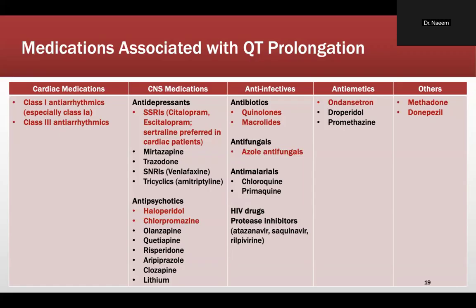So there are medications that, it's ironic, class one and class three antiarrhythmics, which we'll get into, can be pro-arrhythmic even though they are antiarrhythmics. It doesn't quite make sense, but they can prolong QT. There are certain CNS medications that can do that. There are also antipsychotics, antibiotics, antifungals. HIV drugs are commonly known to do so. Ondansetron as an antiemetic, and then methadone, donepezil. These are just to name a few.